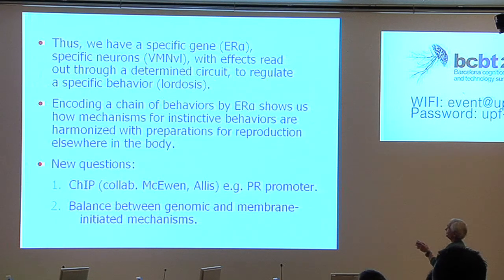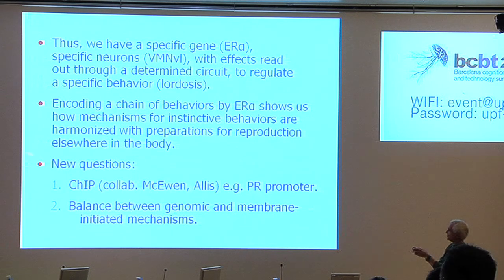So what we've got is a specific gene, estrogen receptor alpha, and a specific group of neurons, ventromedial hypothalamus, with effects that read through a determined circuit, which I showed you a few slides ago, to regulate a specific behavior, this extremely simple behavior called lordosis. And the encoding of this chain of behaviors by estrogen receptor alpha shows how mechanisms for instinctive behaviors are harmonized with preparations for reproduction elsewhere in the body.